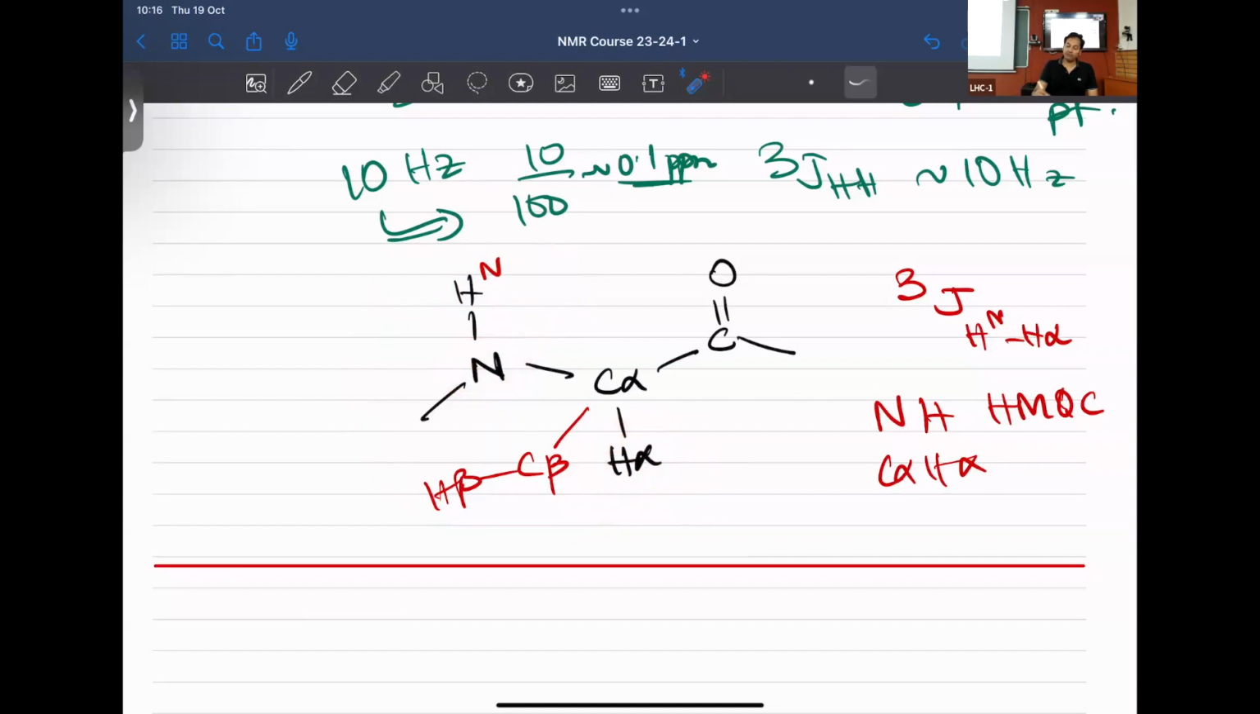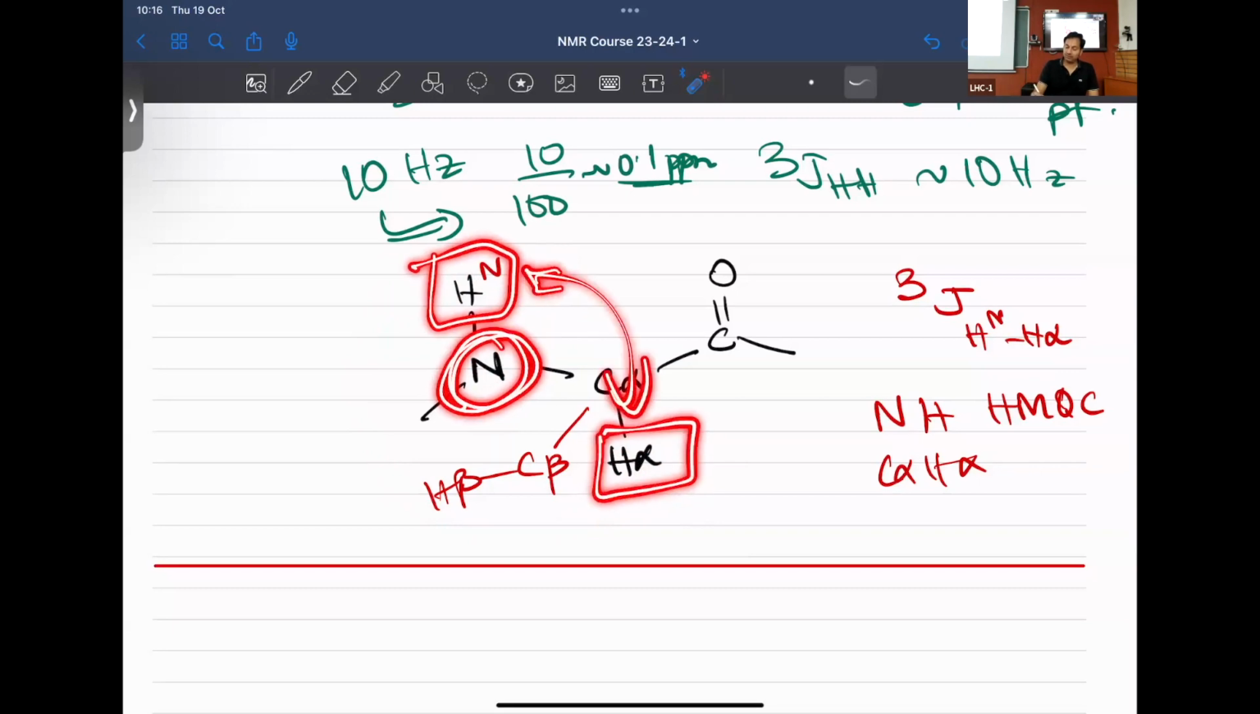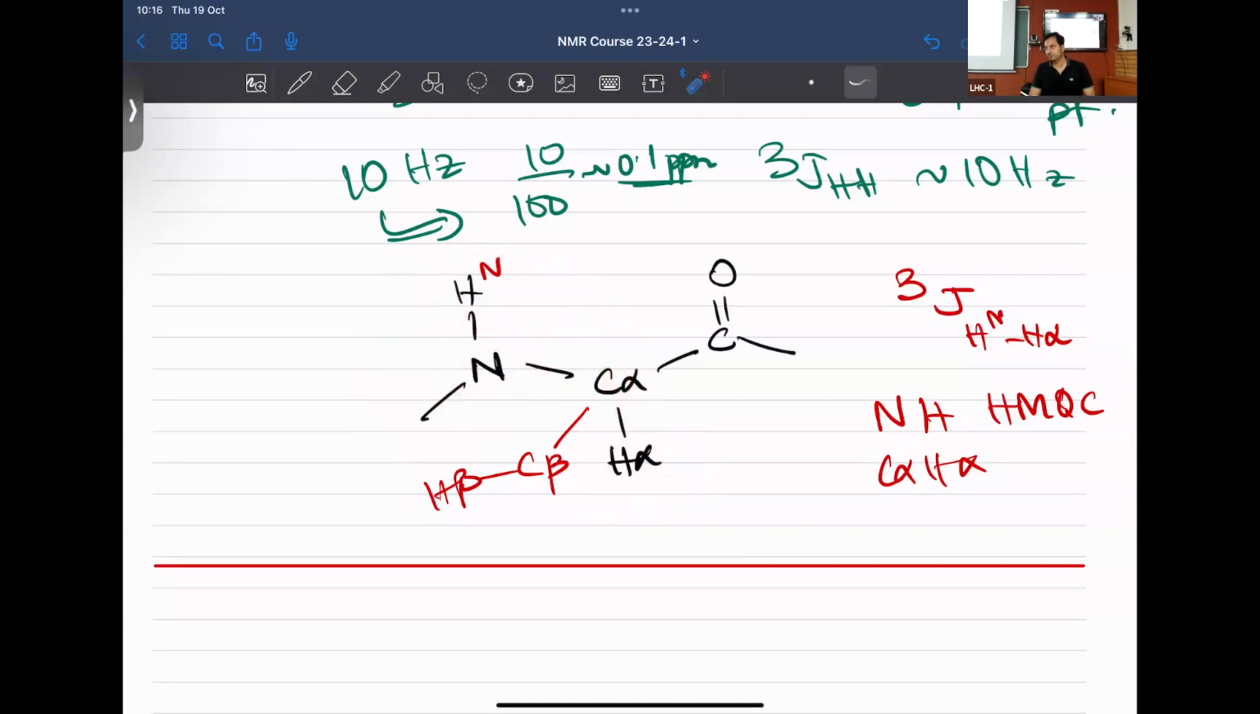Okay. And therefore, you're trying to see how, when nitrogen chemical shift evolution happens, the scalar coupling between HN and H alpha turns up coming in the spectrum. Make sense? Good. I'm happy that you tried.